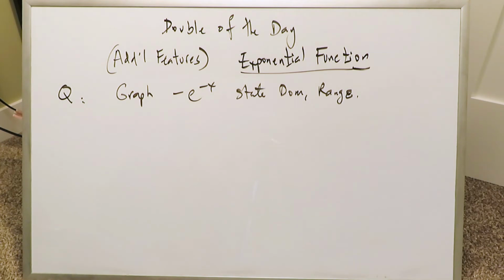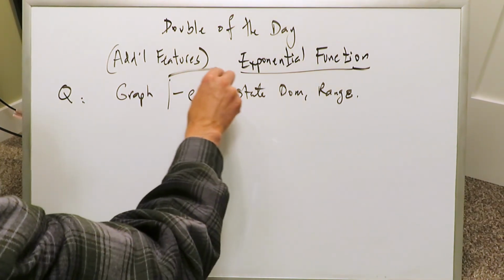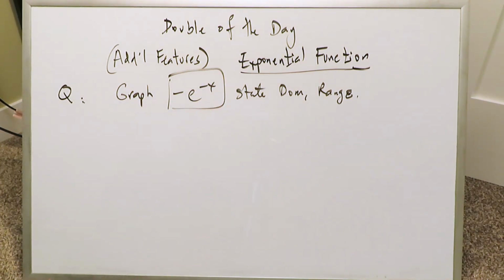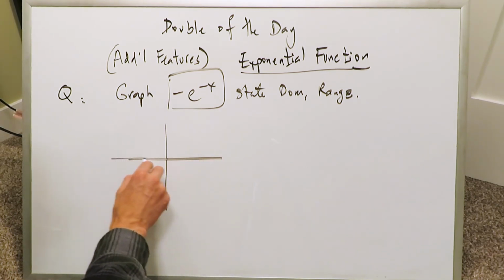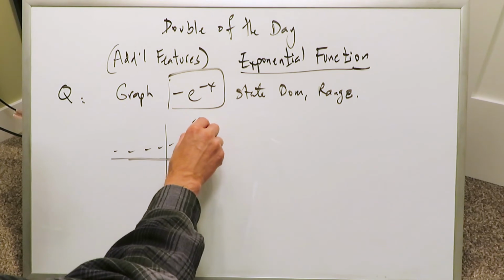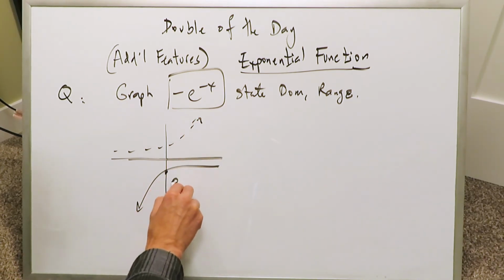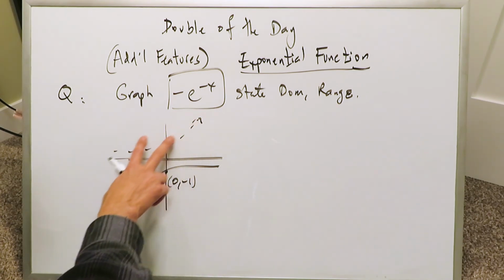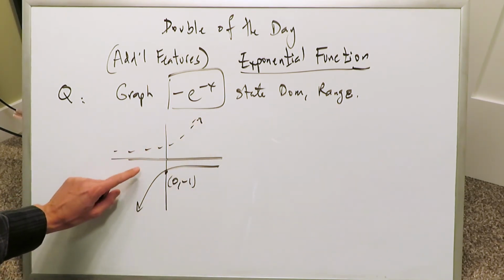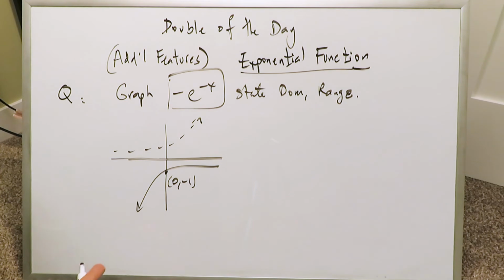Our last question for this one right here is this. We have to graph minus e to the minus x. If you saw the previous video, we know what the graph looks like. It's a double reflection of the original exponential, which looks like this, right? It's a double reflection of that. That graph will look like this, going through 0, minus 1. It reflects the original e to the x across the x-axis, then reflects it again across the y-axis. So this right here is minus e to the minus x.